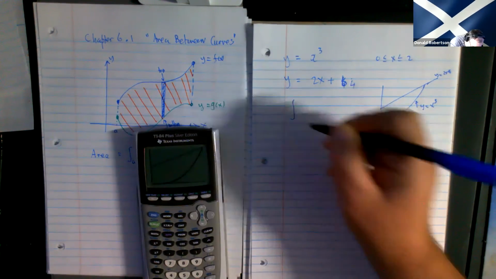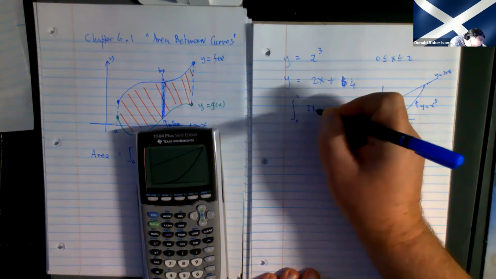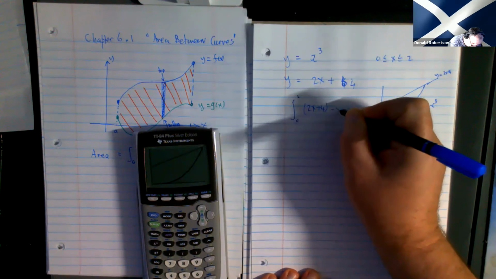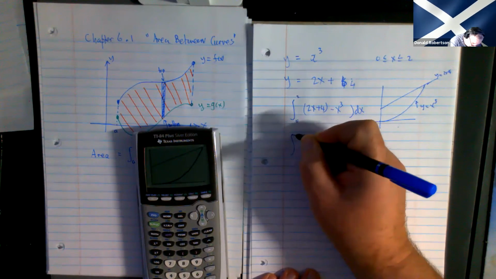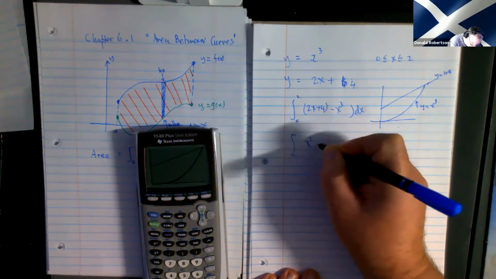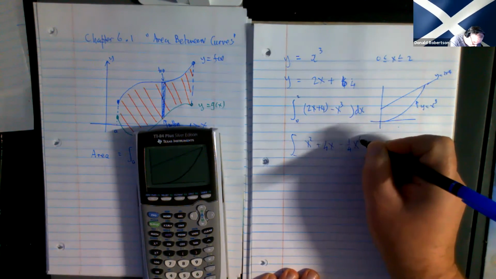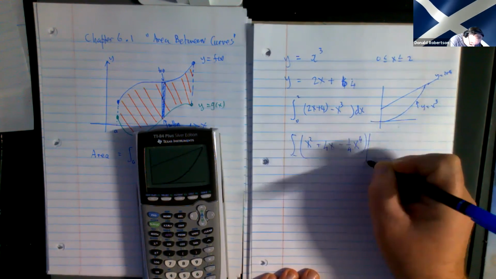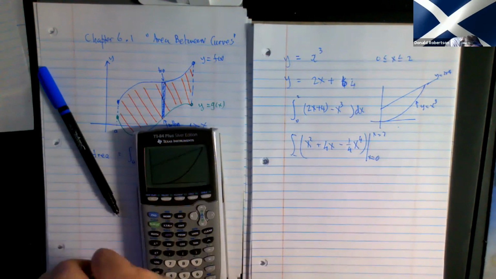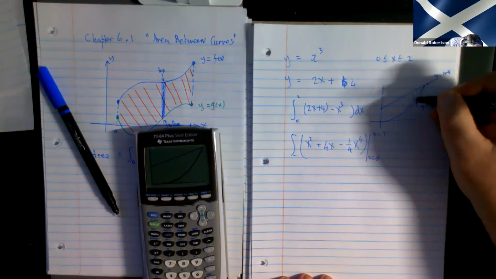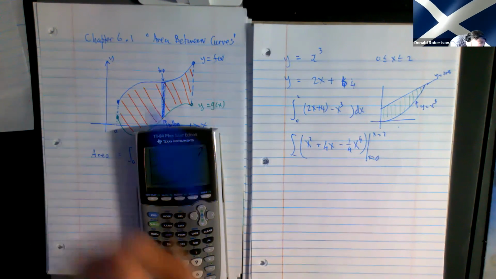So the integral between 0 and 2 of 2x plus 4, take away x cubed. Integrate that, power rule on that, and integrate x cubed, evaluated at 0 and at 2. So the area between the two curves looks a bit like a boat. Well, to me it does.